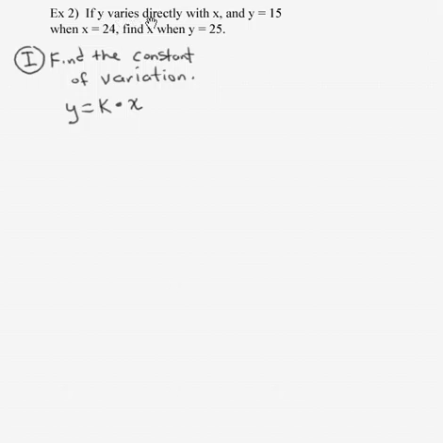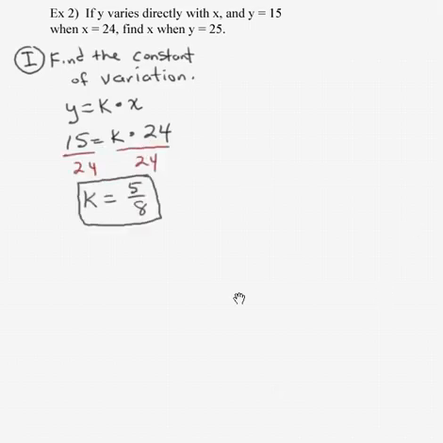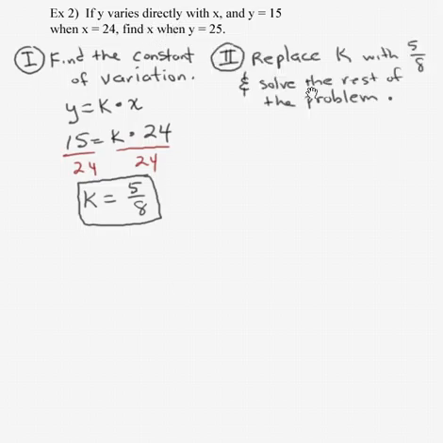So y varies directly with x becomes y equals some constant k times x. As we read on, y is 15, x is 24, comma. So let's pause there. Replace y with 15, x with 24. Divide both sides by 24, and we find out k, the constant of proportionality, is 5/8. Now we're not done because they want us to find out x when y is 25. So this is a two-step process.